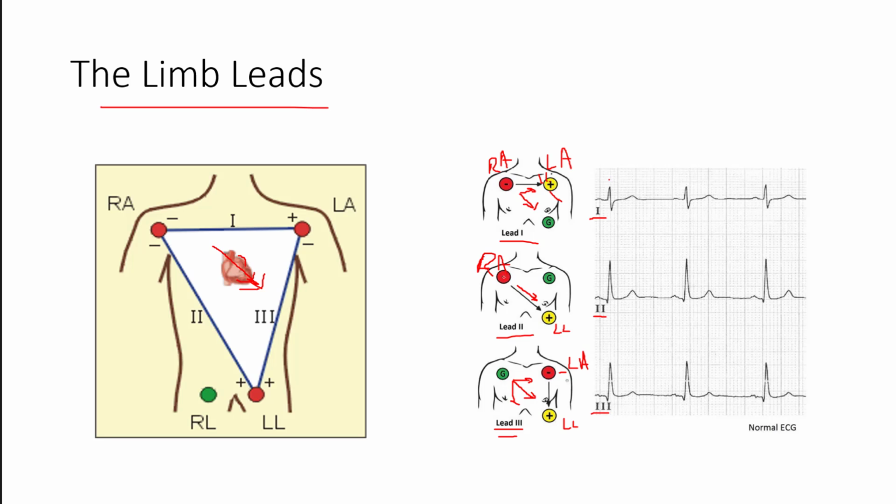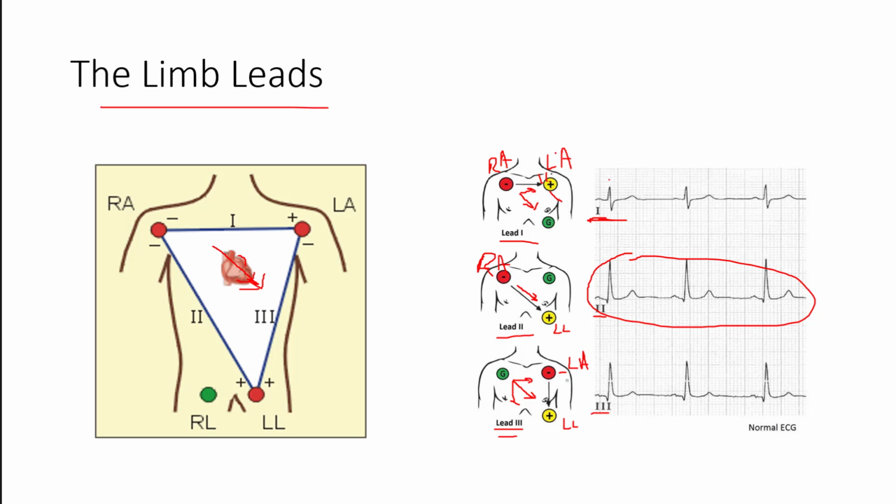Limb lead 2, right arm to left leg. Limb lead 3, left arm to left leg. So this is getting more of the horizontal component and the lateral wall. This is in line with that vector. And then lead 3 is more the vertical component and capturing the inferior wall, as well as lead 2. Lead 2 we'll often see because it's so well in line and looking at a large piece of the heart, will be often used as our basic monitoring purpose.